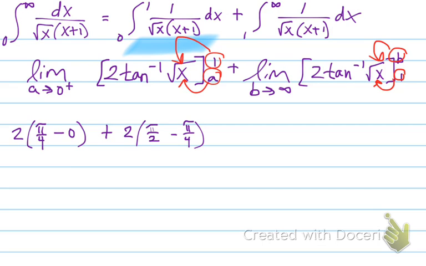So this piece is actually going to cancel out with this piece. The 0 doesn't really matter. So all we're left with is 2 times pi over 2, which is pi. I don't even need that plus there.